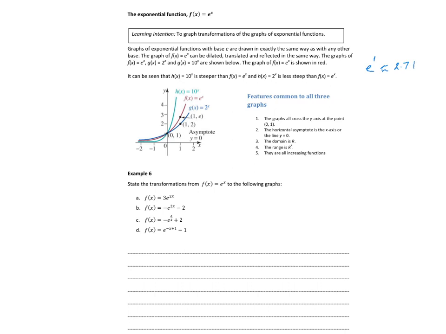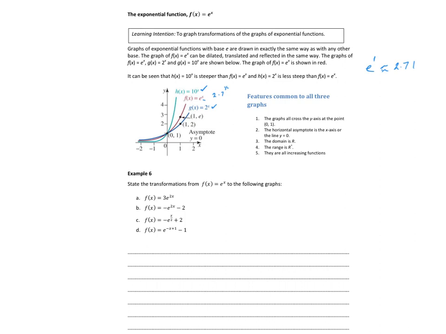So in actual fact, when we talk about the e to the x graph, we're talking about a graph that behaves a little bit in between 2 to the x and 3 to the x. And you can sort of see that down here. There's my 2 to the x graph. Here's 10 to the x. Well, e to the x is in between. That's the same as saying 2.7 to the x in reality, okay? So it's got all the same common features as you would expect for any exponential graph.